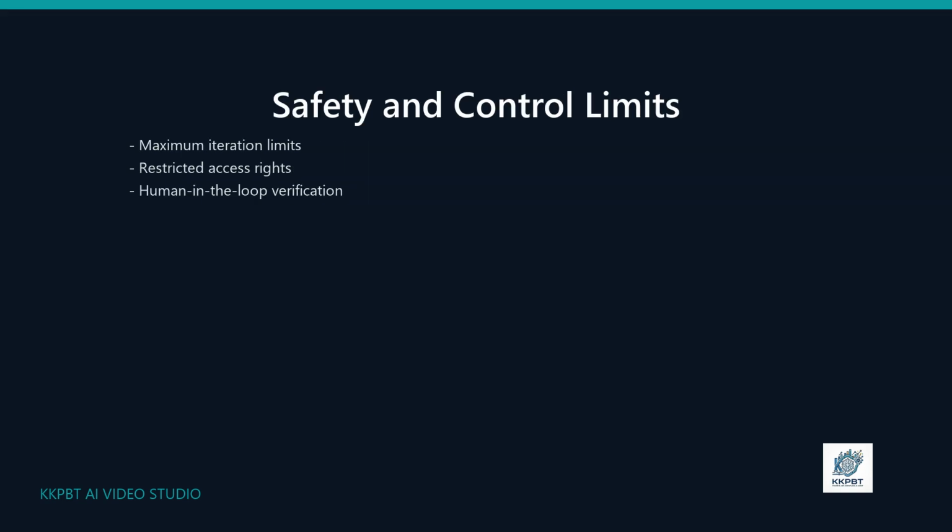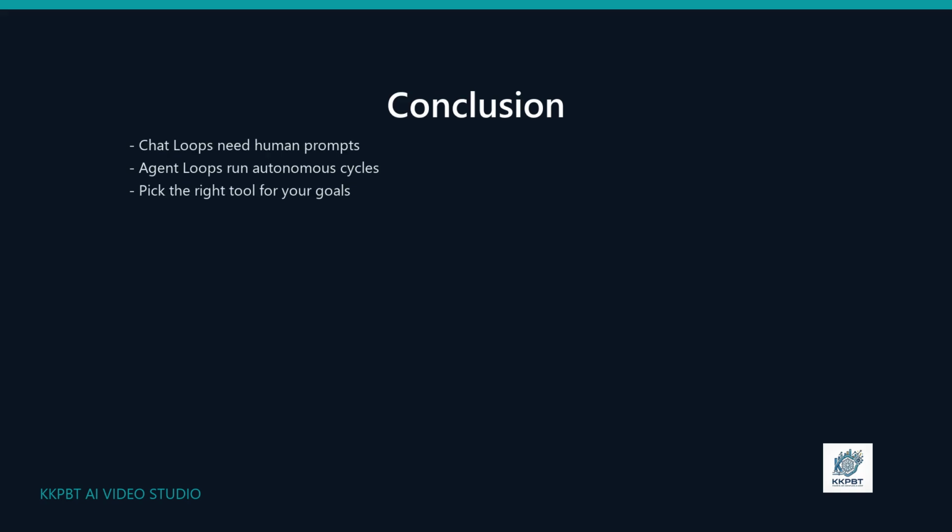However, because agent loops act independently, they need strict safety controls. Developers set maximum step limits, restrict file permissions, and include human check-ins so the AI does not get stuck forever or make unauthorized changes. To wrap up, chat loops wait for your next prompt, while agent loops autonomously analyze, act, and learn until a goal is reached.